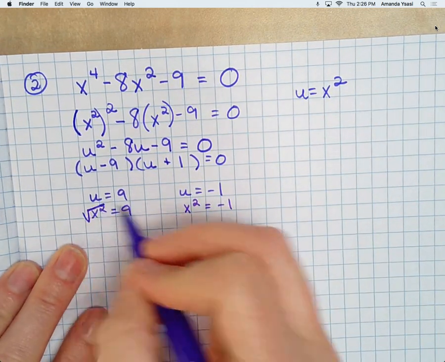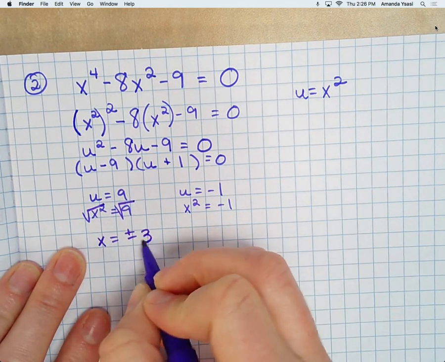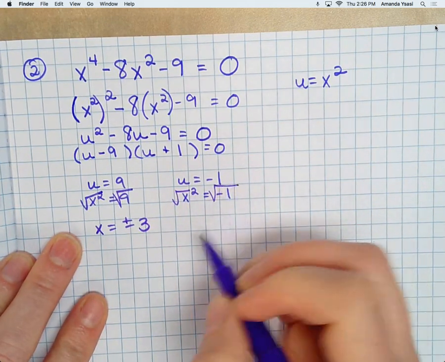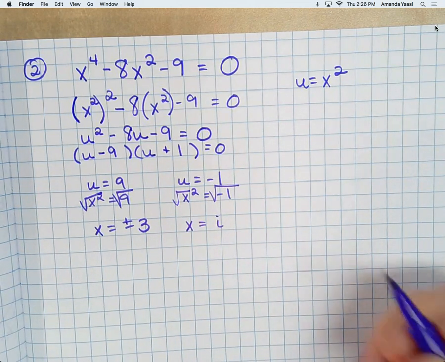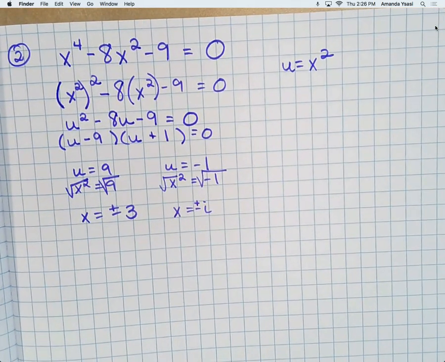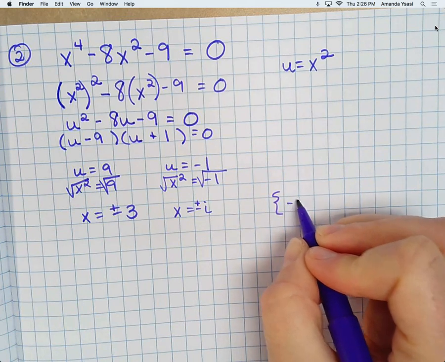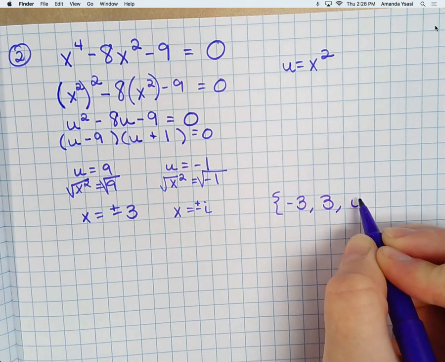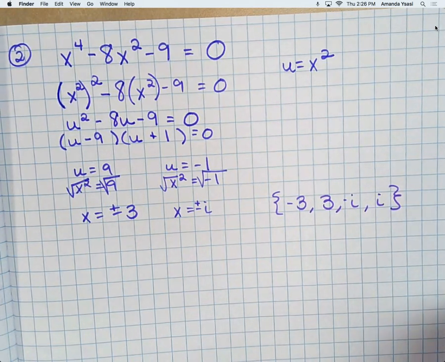So to get rid of the square root, we would square it. So x equals plus or minus 3. And then square root. So x equals plus or minus i. I should have written this out. Negative 3, positive 3, negative i, and positive i. I should have written that out on the other one too.